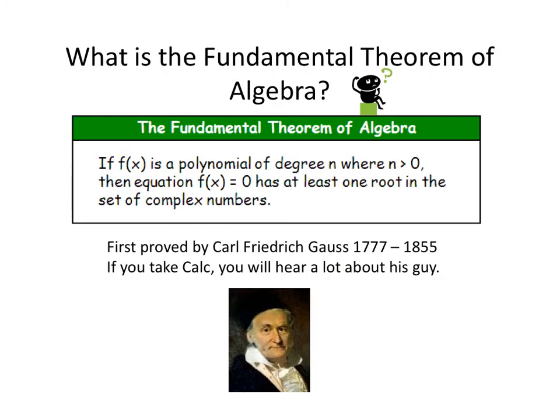Basically what it means is that the degree of the polynomial is equal to the number of solutions. We've talked about that many times in class. This was first proved in the 1700s to 1800s, and Carl Gauss, a really famous mathematician, super smart guy, figured this out in the 1800s.